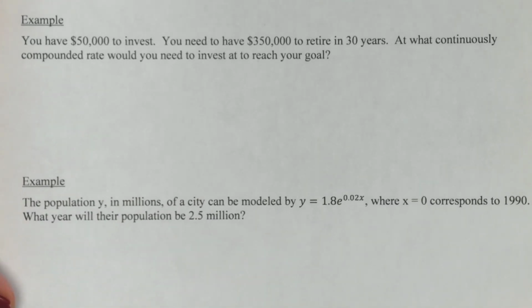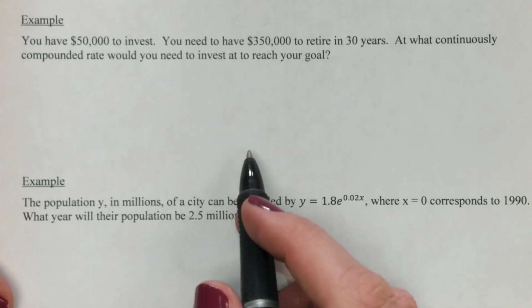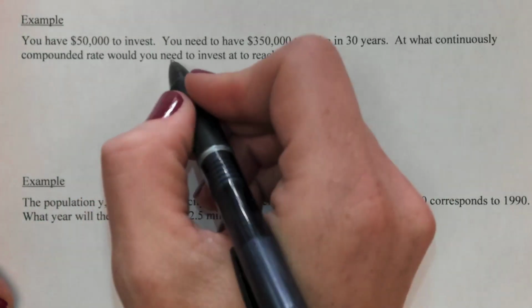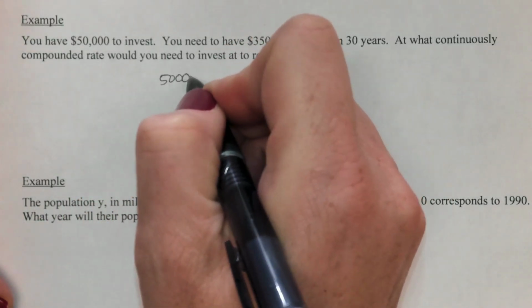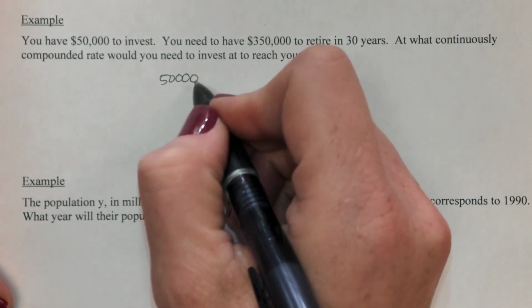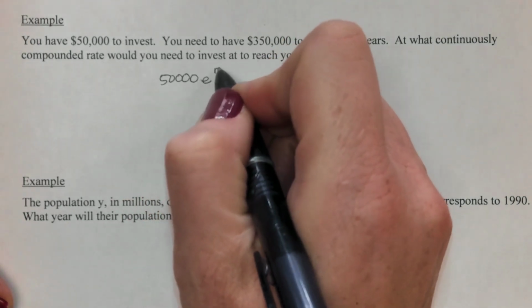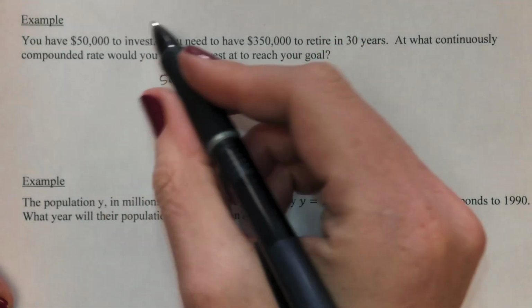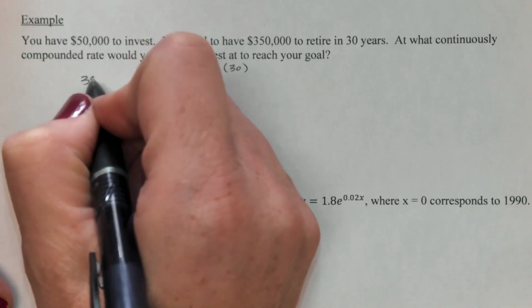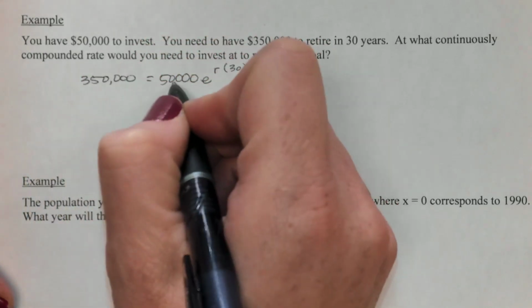Next up, I've got $50,000 to invest, and I need to have $350,000 to retire in 30 years. So now I've got a good goal here, kind of real life. What percent would you need to get in order to reach your goal? So I have my $50,000 that's going in for initial investment, or my initial amount. e to the r, I don't know. That's what we're trying to find out, what would the rate need to be. And we have 30 years to sit on this money, and we need it to turn into $350,000.